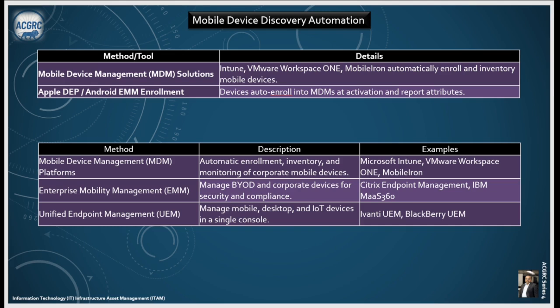From a method perspective, the MDM examples would be Microsoft Intune, VMware Workspace ONE, MobileIron. It automatically enrolls, completes the inventory, and monitors all the corporate mobile devices. In EMM's case, which is Enterprise Mobility Management, it manages the BYOD and corporate devices for security and compliance. Examples are Citrix Endpoint Management, IBM MaaS360.